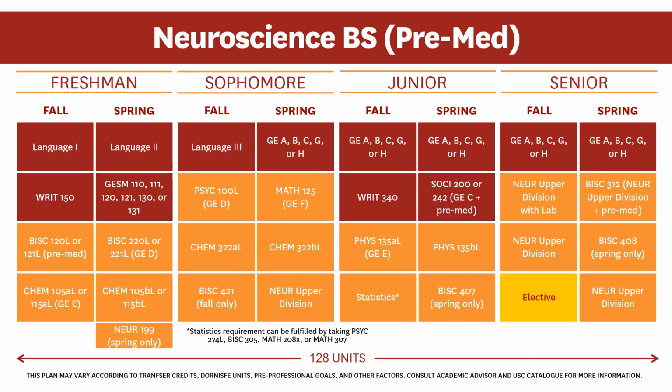You will see in this plan that Biological Sciences 120 is added in the first semester. This 120 is not required for a neuroscience major, but is required for pre-health programs. The neuroscience BS major is popular for students interested in working in the health professions.